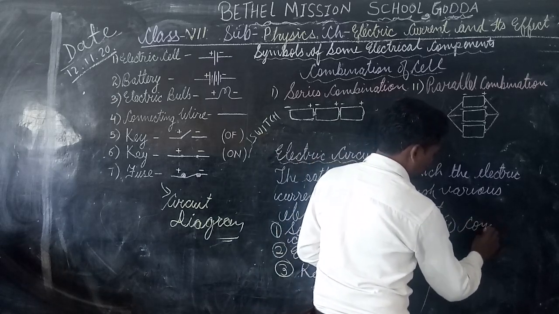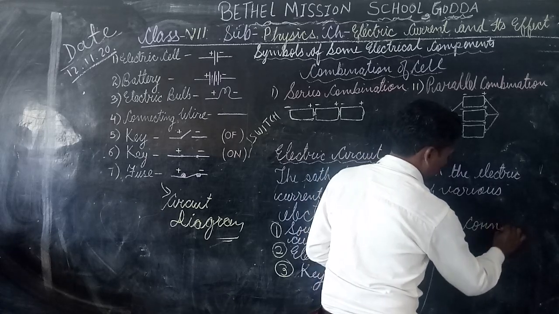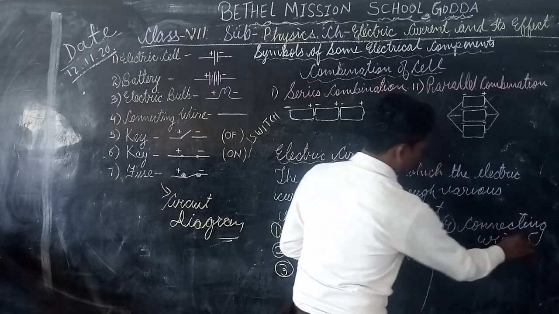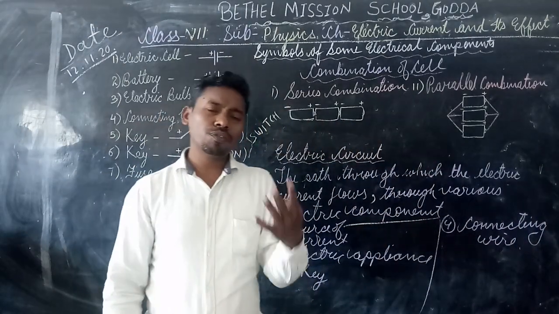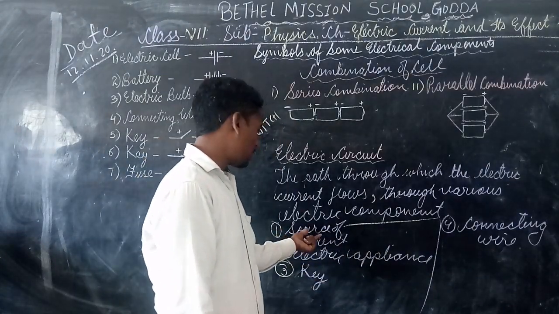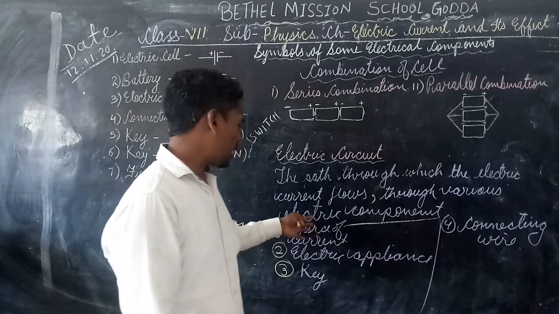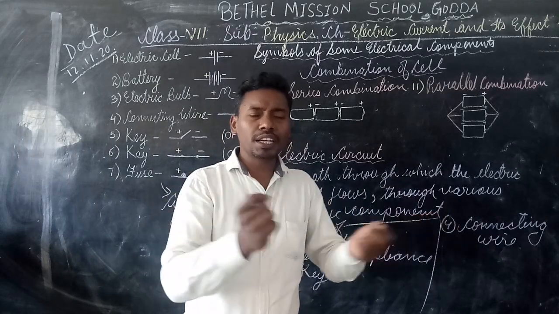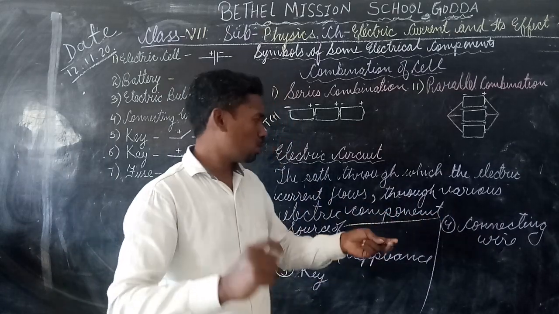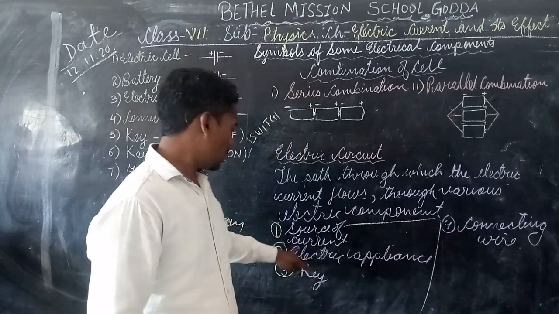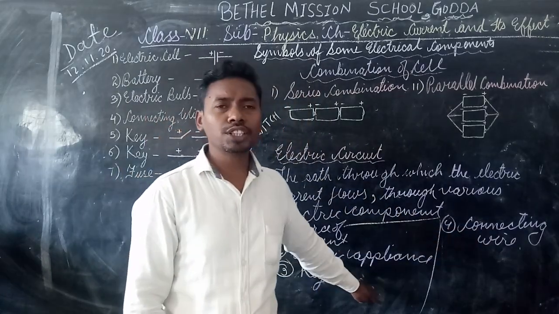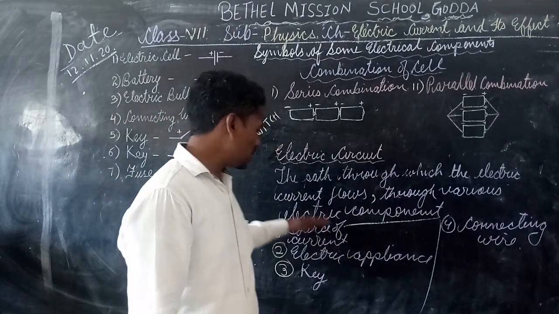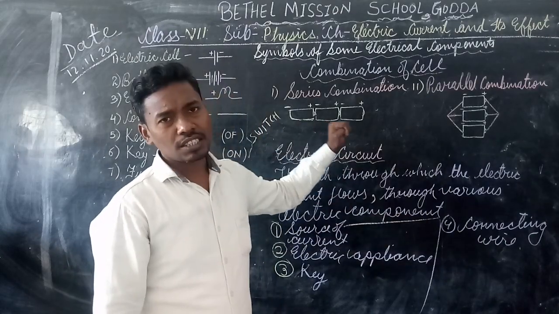Now, the fourth and the most important thing is the connecting wire. This connecting wire is also a very important thing because the source of electric current is at a different place, and that has to reach the electric appliance. When these two are at different places, how will they be connected? The connecting wire connects the source of current to the electric appliance so that the current reaches the appliance. So these are the four components of an electric circuit.